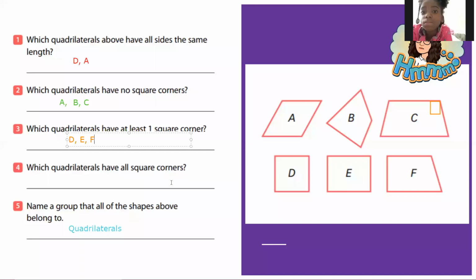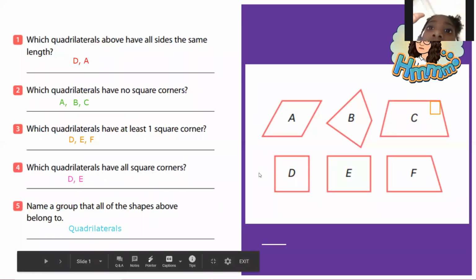Trying to save some time here because we're going to go over this again today. And then all square corners. Okay, so it'd be D and E. Oh yeah, E. My bad, I'm moving too quick. Oh no, you're good. I had to double check myself too because I went too quick.